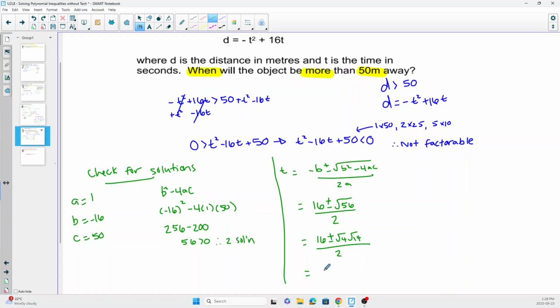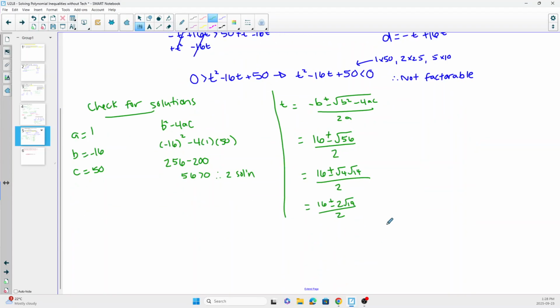So we've got the square root of 4, which is just 2. So we've got 16 plus or minus 2 root 14 divided by 2. That should be a 4, although it drew like a 9. And now 16 divided by 2 is 8, and 2 divided by 2 is 1, so those are gone, and then we just have our root 14. So ideally, our solutions do end up looking like this when we deal with the quadratic formula. It just makes our life a lot easier.